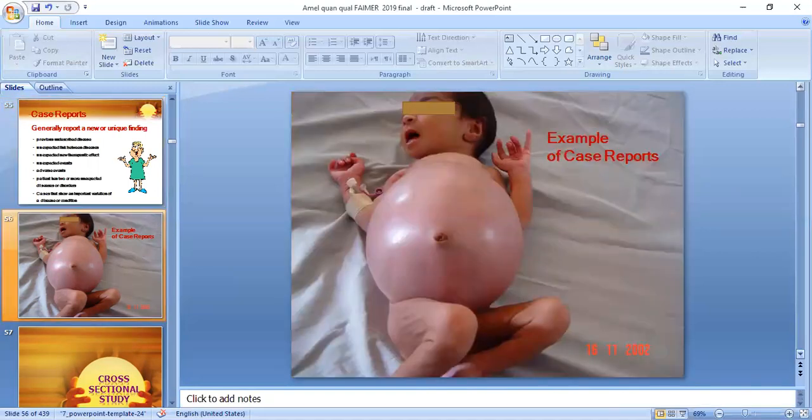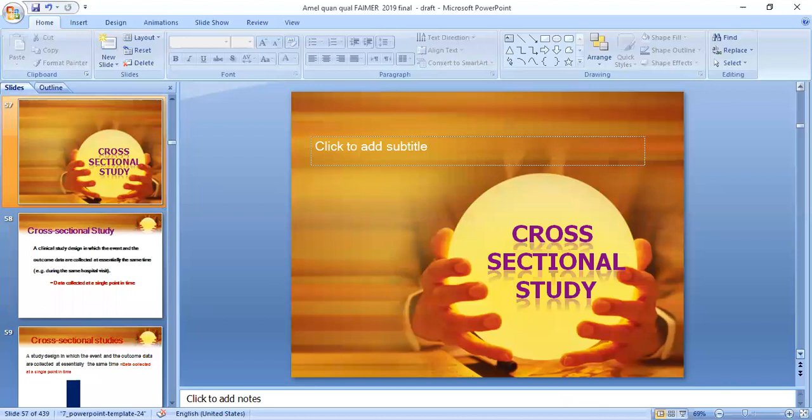The best example for case study is the Hirschsprung disease. When Hirschsprung discovered 2 cases of babies who have abdominal distension, constipation, he described that as a case of congenital megacolon, and then after that came the name Hirschsprung disease, after the one who discovered the disease.